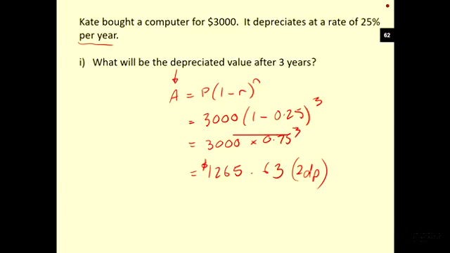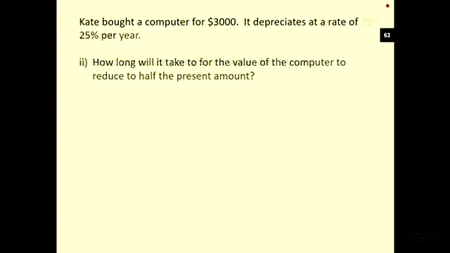Again, sorry, I'm speeding this up at the end. I'll make sure I get it on the recording. So the depreciated value comes out after 3 years. And the second part was how long will it take the value to reduce to half the present amount? It's half-life. What's the half-life of a computer? The same question, it's just if A equals P times 1 minus R to the N, instead of the initial 3,000, we want it to halve to be worth only 1,500. It's still 1 minus a rate. 1 minus 0.25 is still 0.75.